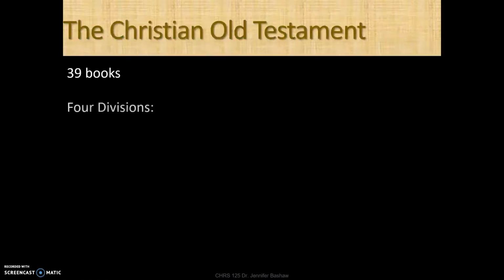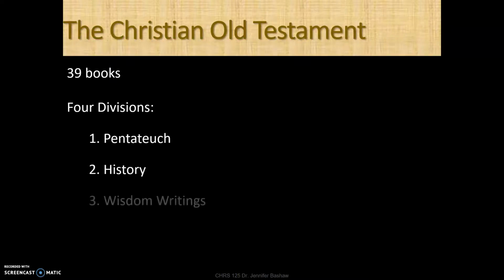So the same books in the Christian faith, we call them the Old Testament. And they are the same writings, but divided differently. So we have 39 books in the Christian Old Testament, which are actually the same books in the Jewish Bible, but the scroll, which contains all of the prophets, is just one book in the Jewish Bible.